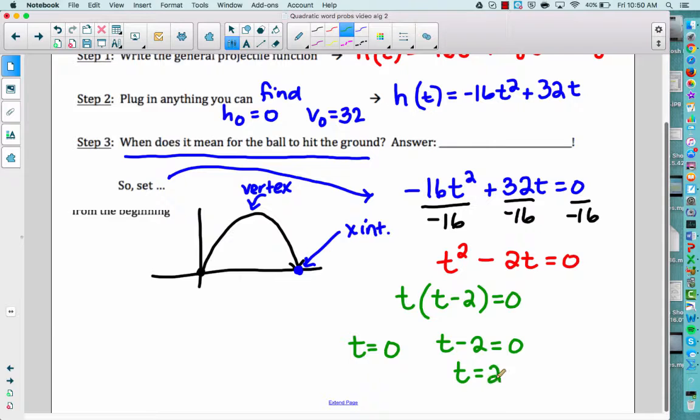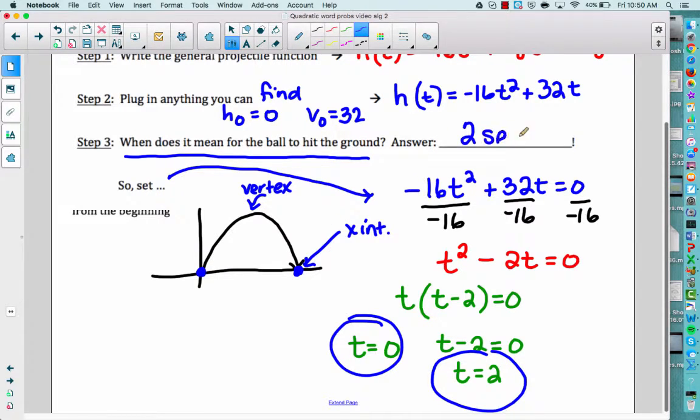So t equals 0, t minus 2 equals 0, and so I add 2 on both sides and I get t equals 2. So that's telling me that this ball is on the ground at a time of 0 seconds and a time of 2 seconds. So here's the 0 seconds and here's the 2 seconds. So my answer would be 2 seconds.